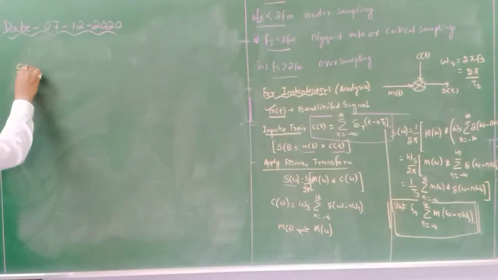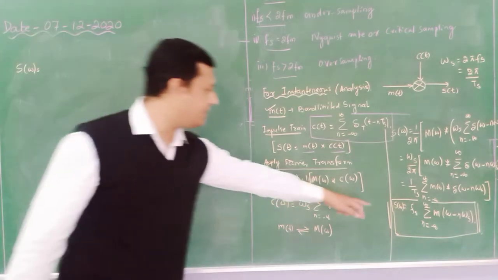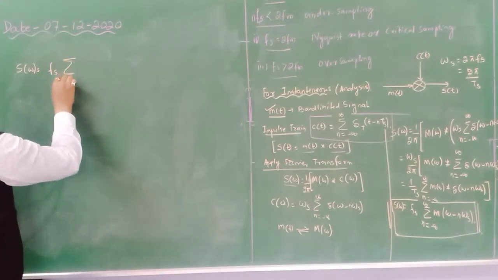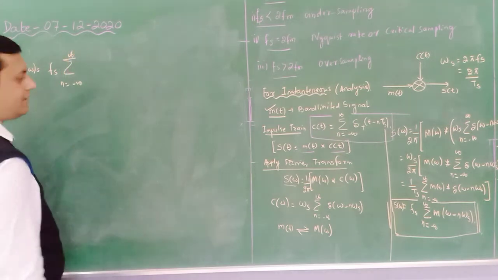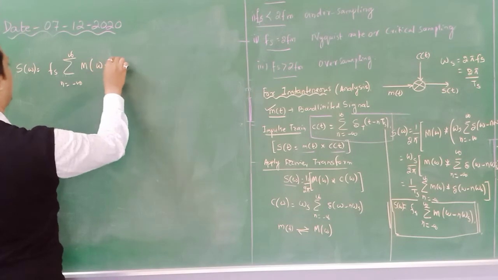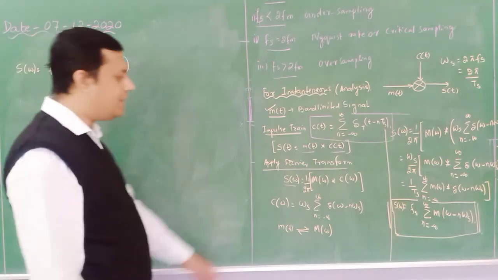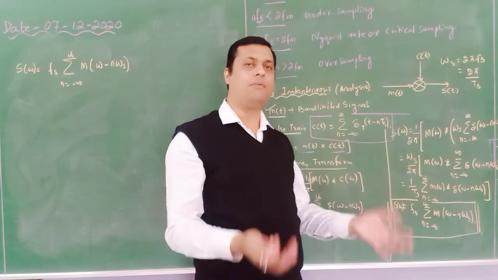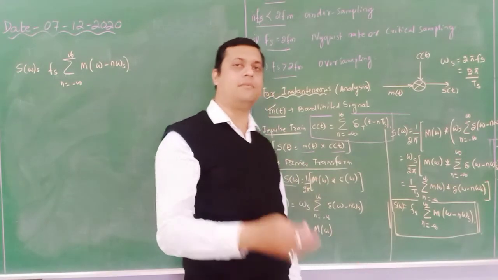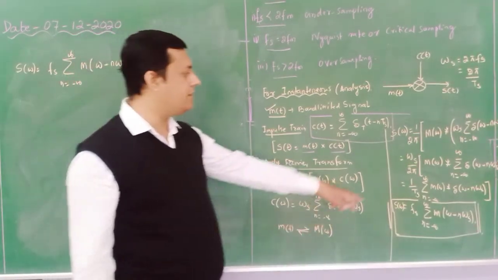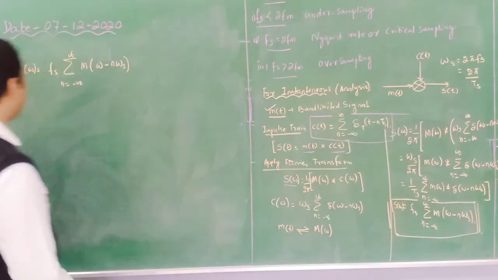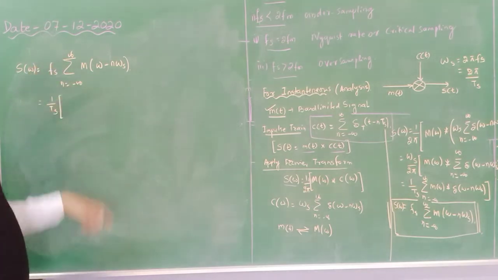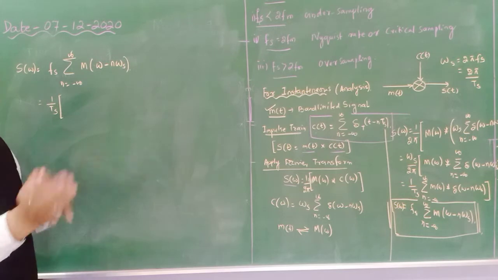Now if we expand this component, that is fs times the summation from n equals minus infinity to infinity of M(omega minus n omega s). Convolution with the shifting property of an impulse function with any function results in a shifting of the original function, meaning shifting of this M(omega). So this fs you can write again as 1 by Ts. Since it is minus infinity to infinity, both halves of the spectrum can be represented.